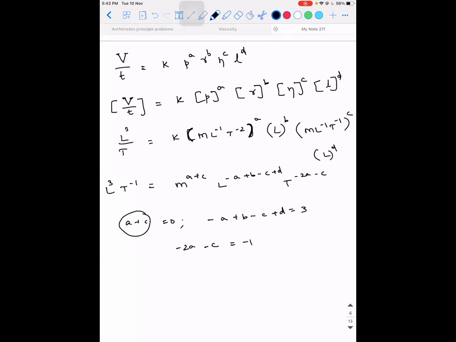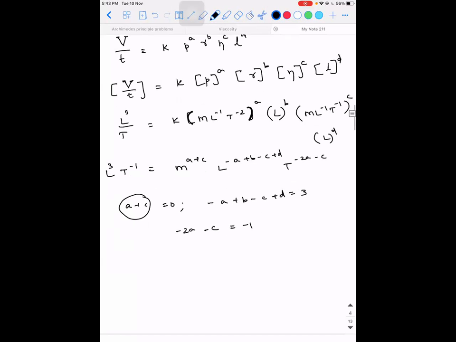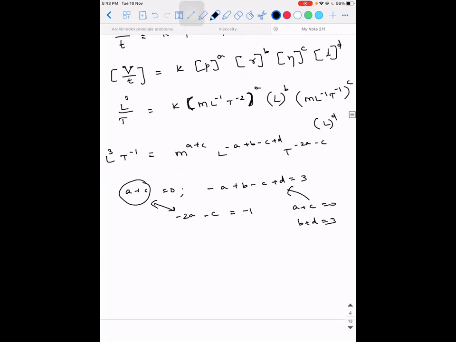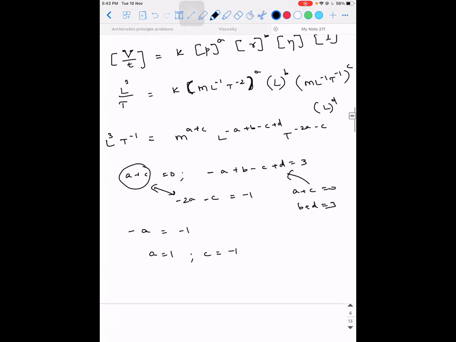So a plus c is 0. So b plus d will come out as 3. If I substitute it here, b plus d will come out as 3. So solve these two equations. You will get minus a is equal to minus 1. So a will come out as 1. If a is 1, c is minus 1.